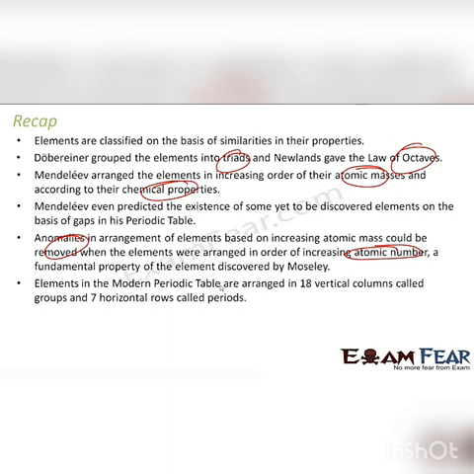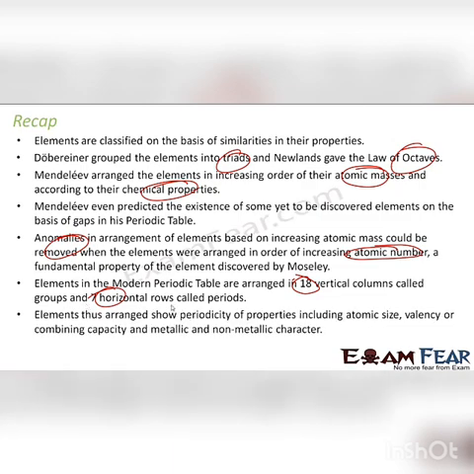In the modern periodic table, we have 18 vertical columns and 7 horizontal rows called periods. Elements thus arranged show periodicity of properties, including atomic size, valency, combining capacity, and metallic and non-metallic character. It shows periodicity in the periodic table.